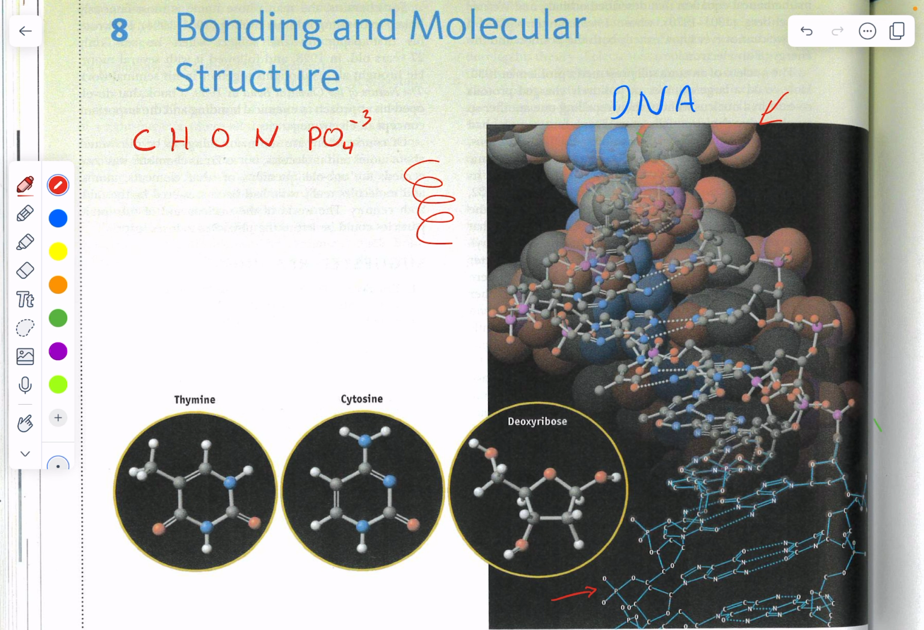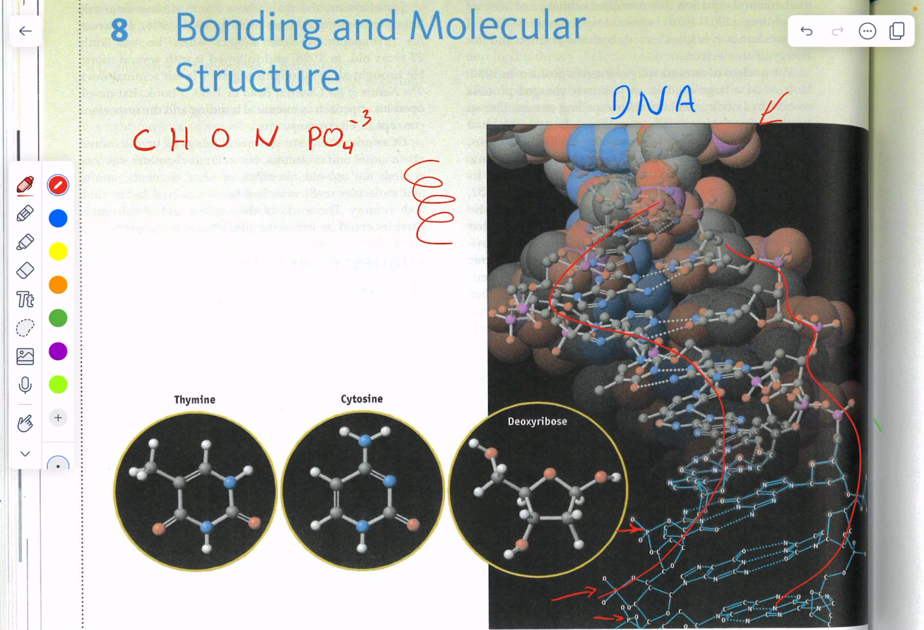Now, as we look at this particular structure, you'll notice that the carbons are depicted in gray, but the hydrogens aren't shown at all, as far as I can see. The oxygens are in this pinkish orange color. The nitrogen is in blue. And you can see the phosphoruses right down here. There's a phosphorus, and there's a phosphorus. And you can't see all of the phosphoruses, but the phosphoruses go up around the side like this. And they come around like this as it twists and turns.